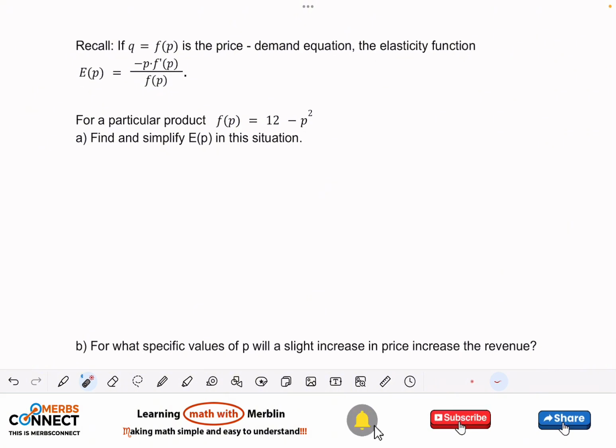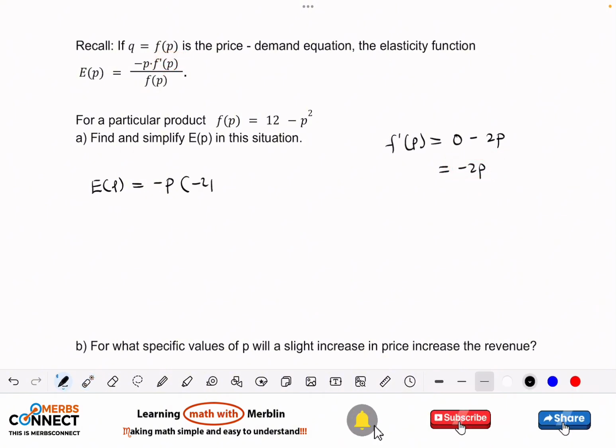So same question, but the idea is that we have changed the function here. So the same idea, this is the formula here. We need f prime of P. So what is f prime of P from the new function? When I differentiate 12, I'll get 0. But when I differentiate this, I'm going to have minus 2P. So this is going to give us minus 2P. Then my E of P will be equal to minus P, which is here. Then f prime of P is equal to minus 2P.